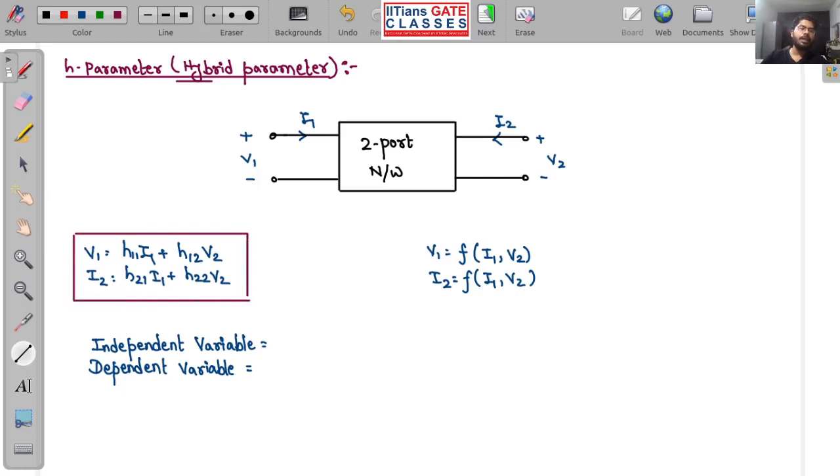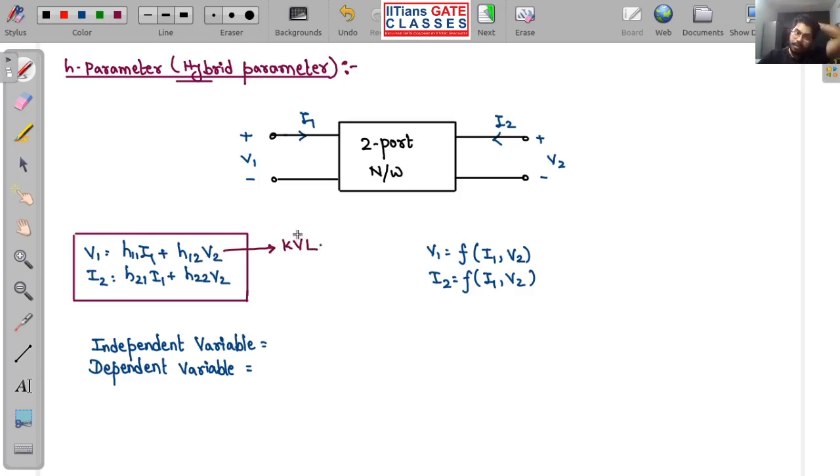Previously we were having inputs either all voltage or all current, or outputs as all voltage or all current. Now we are going to mix this. We are going to have some hybrid parameters. In hybrid parameters, or H parameters, V1 is equal to H11 I1 plus H12 V2. So what is this equation? This is my KVL equation.